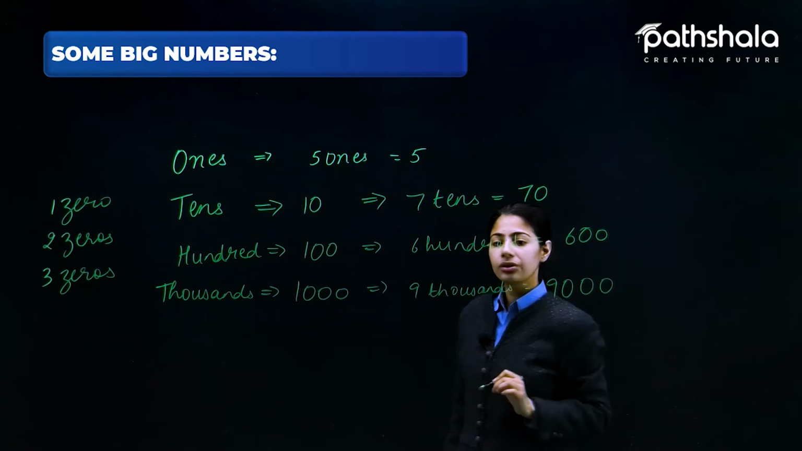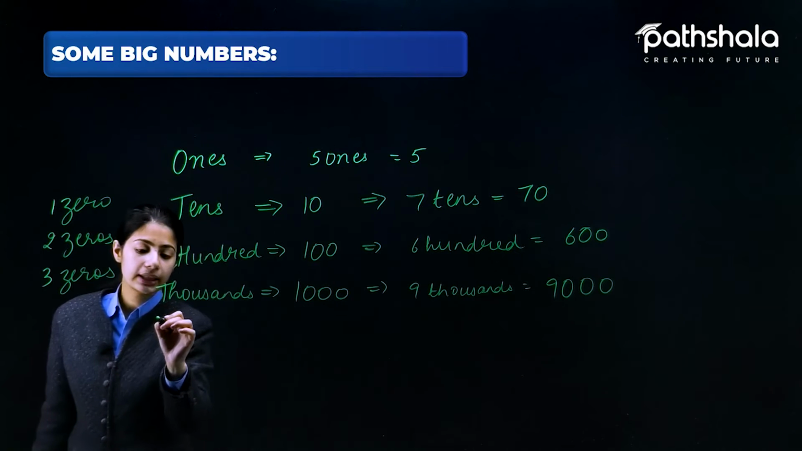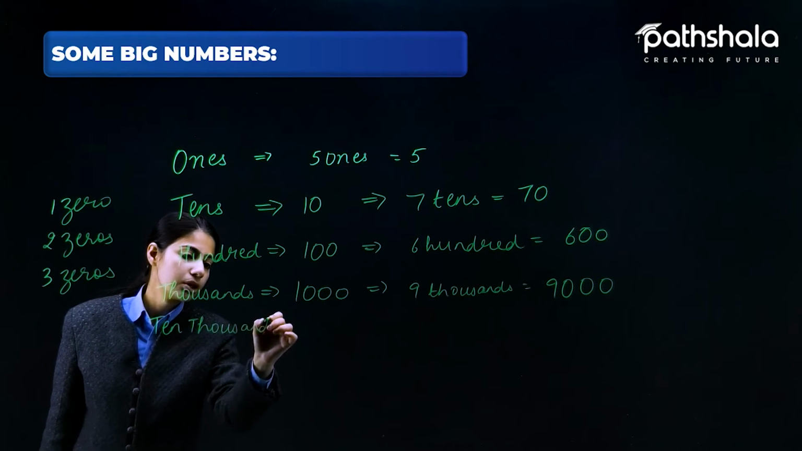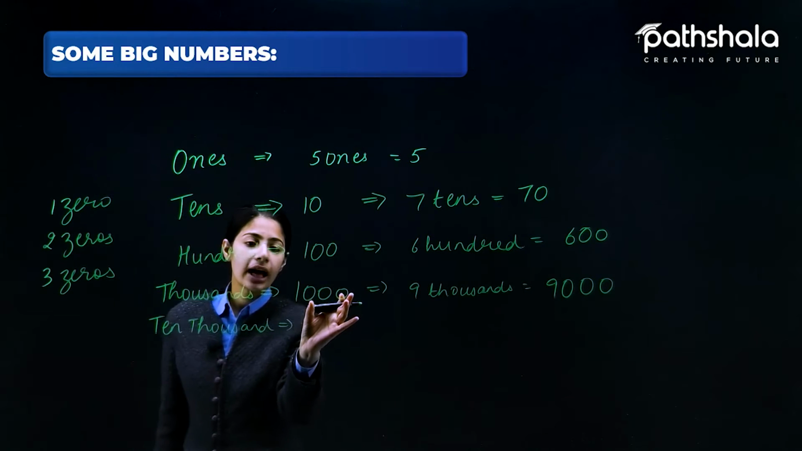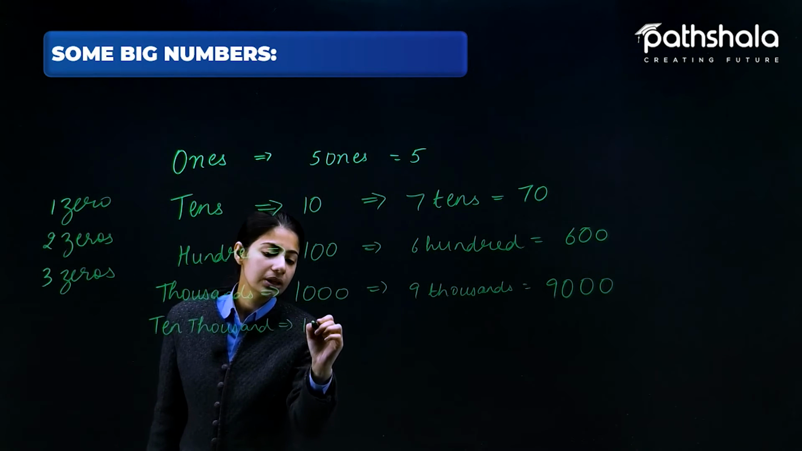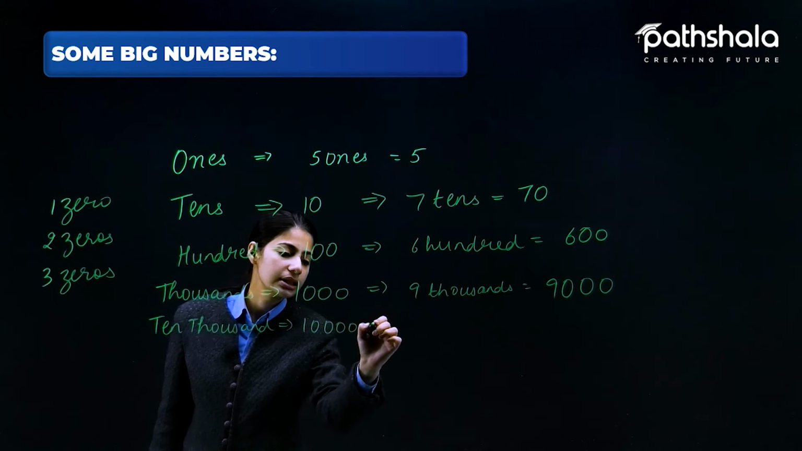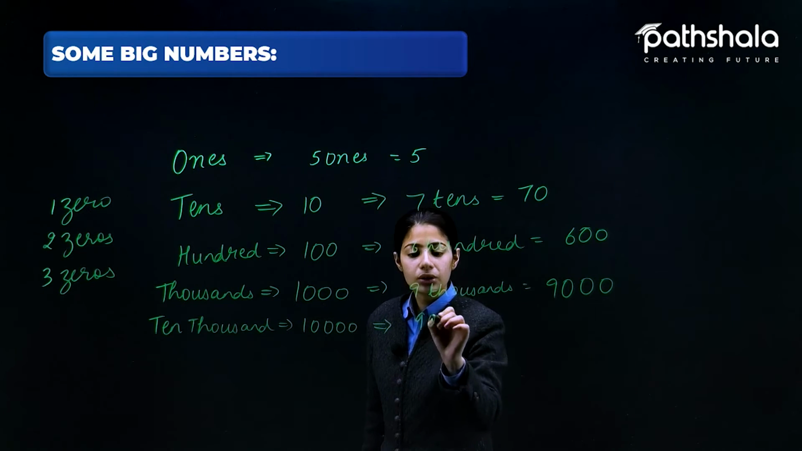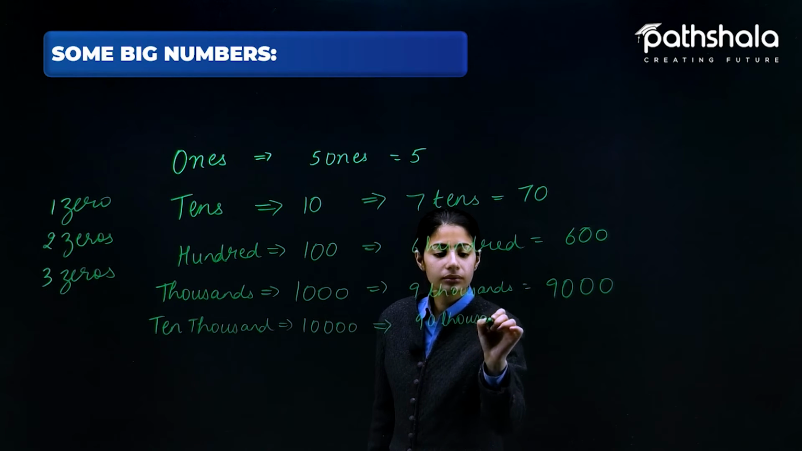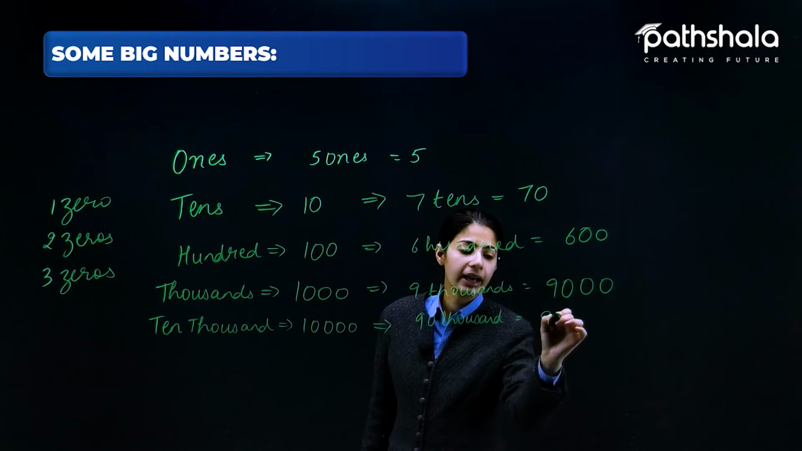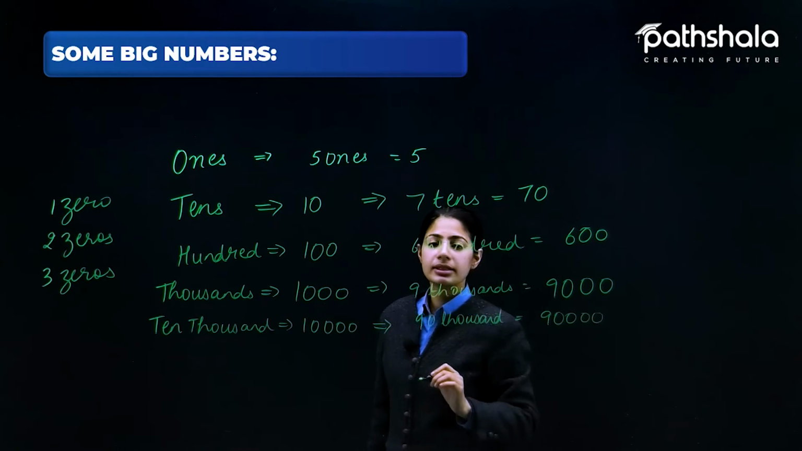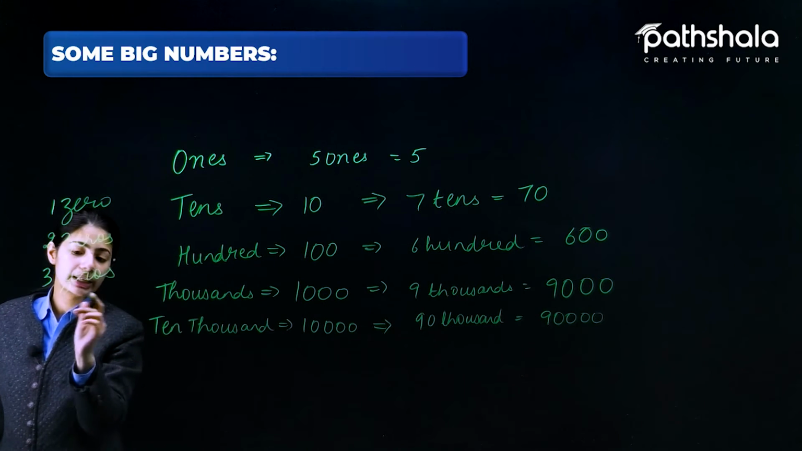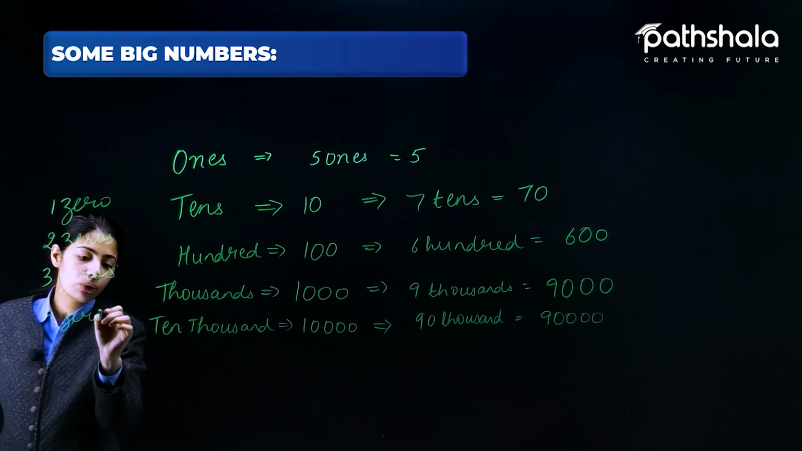1, 2 and 3. So after 1000 comes 10,000. So in 1000 there are 3 zeros, in 10,000 there are 4 zeros. For example, 90,000. So 90,000, this will be 9 with 4 zeros. So in 10,000s, we have 4 zeros.